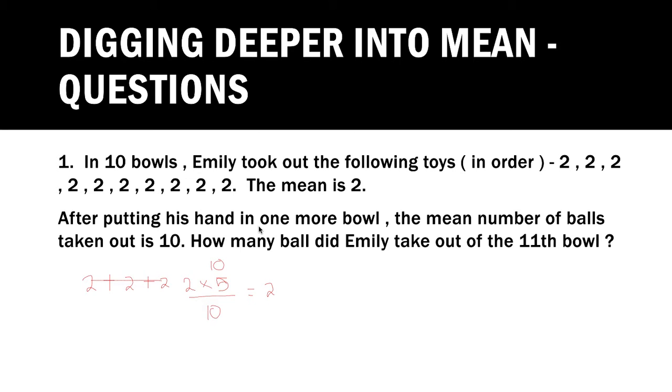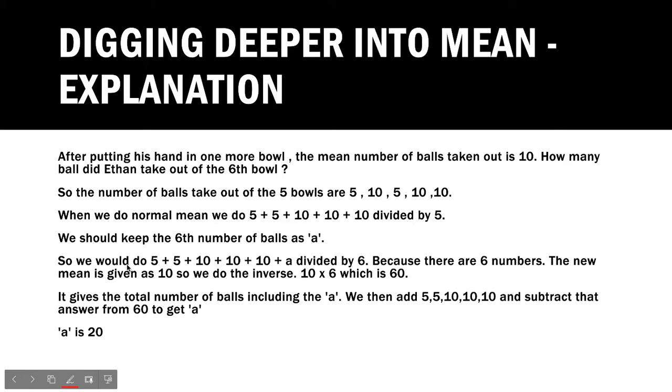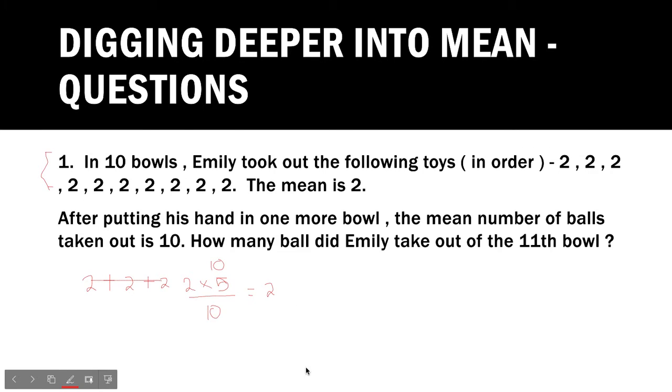Yes, we're just making sure this is correct, this set. So after putting his hand in one more ball, the mean number of balls taken out is 10. So how many balls did Emily take out the 11th ball? So if we look at the previous slide, we write all the numbers, then we also include the A when adding and finding the normal mean.